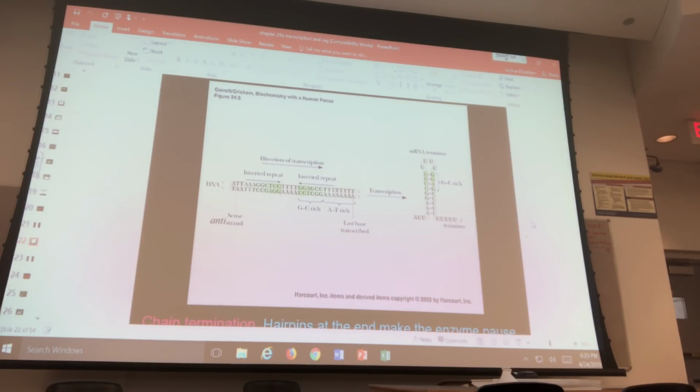The way this works is that an inverted repeat pattern, when it is transcribed, forms this shape here called a hairpin loop. This is a very destabilizing structure for the transcriptional bubble, and to oversimplify it, this hairpin loop is the reason why the RNA polymerase falls off the template DNA and you end transcription. So those are the 2 ways prokaryotic transcription is terminated: Rho-dependent and Rho-independent termination.